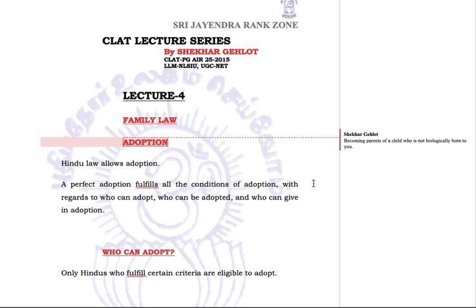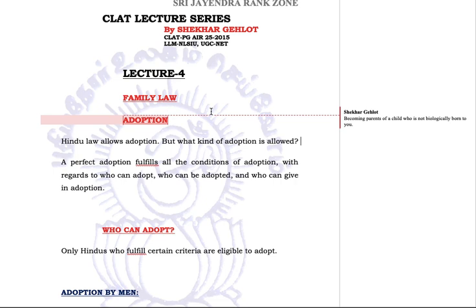We allow adoption, but what kind of adoption is allowed? Who can adopt? Who can be adopted? Or who can give adoption? These are some questions which are left to be answered. But our Hindu Adoption and Maintenance Act provides answers to these problems as to who can adopt and be adopted. Let us read what the law says about it.